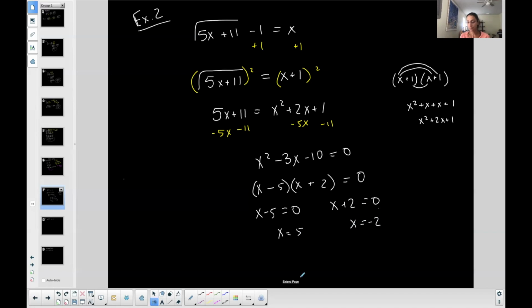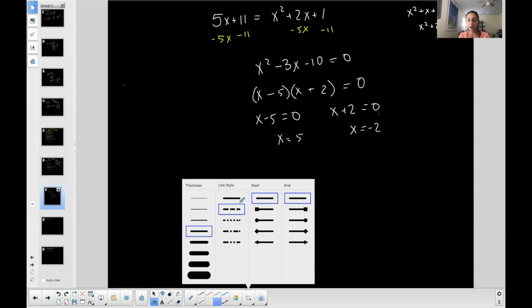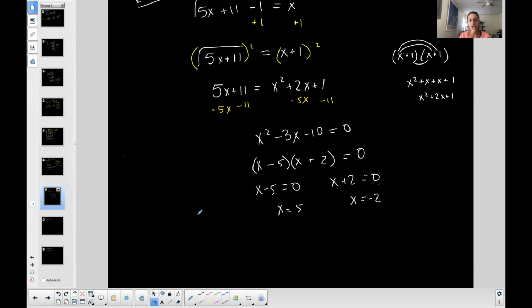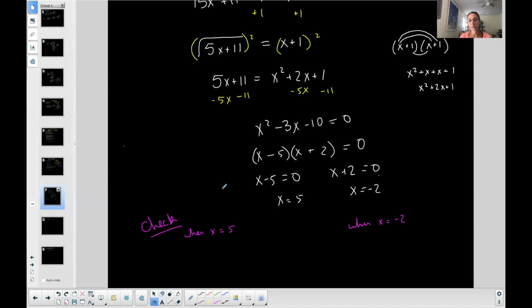I'm not done. Check your solutions before you claim that they are solutions. And this one I might show again. Check your solutions. Check it. The first one, let's start when x is 5. And then here I'll do when x is negative 2. You have a choice. You could go back to the original and plug it in here, or you could technically go to this one where you isolated the square root, which I probably will.